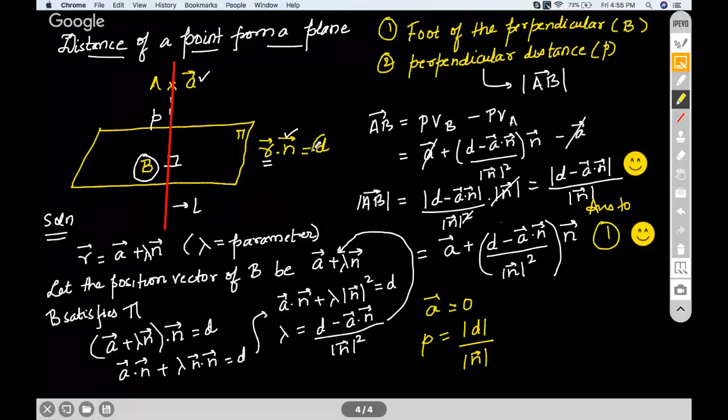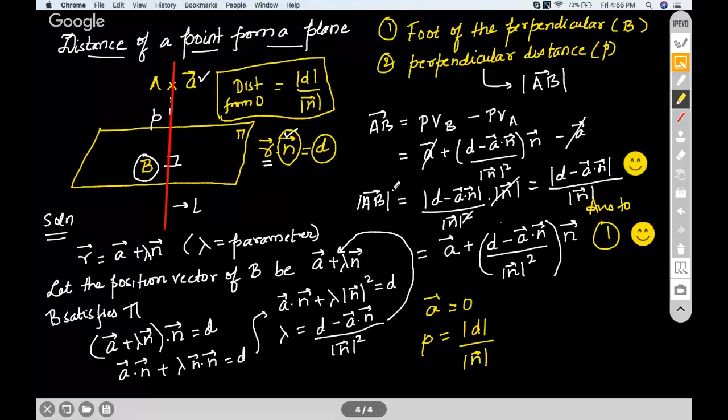So this d, if you mod it and divide by the modulus of this normal vector, you are going to get the distance from the origin. If you refer to the note of the last class, you would recall that we had done this concept. Yes, sir. Okay.